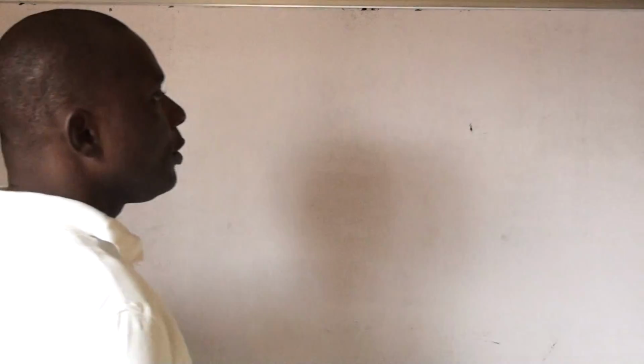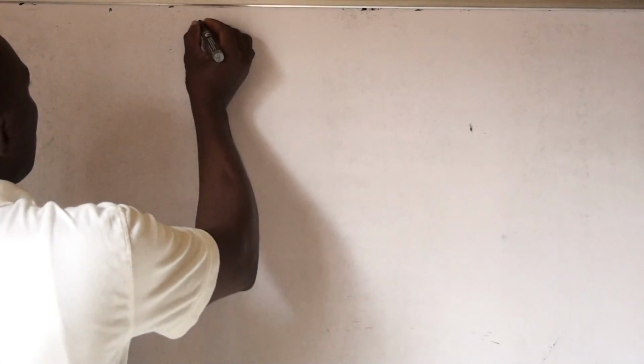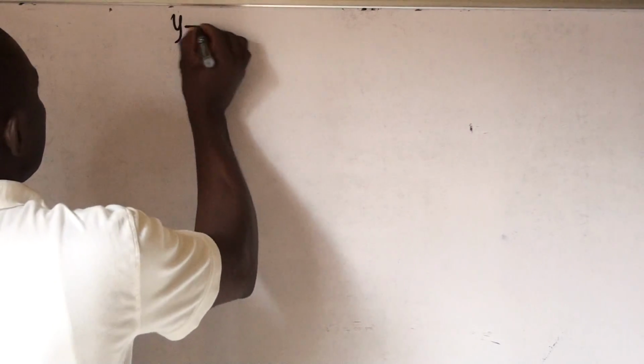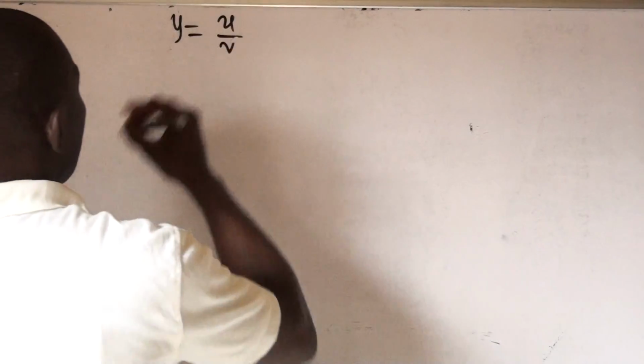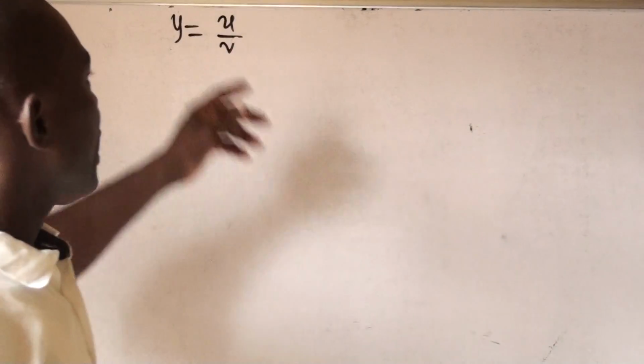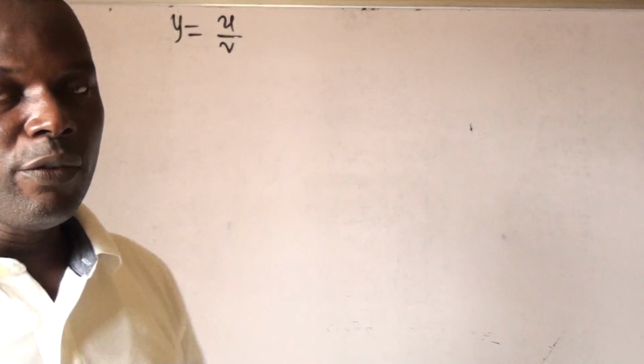Hello, viewers. In this virtual class, we're going to establish the quotient rule from finding the derivative of a function using the first principle. Here, the function is said to be in a quotient if y is equal to u over v, where u is a function of x and v is also a function of x.